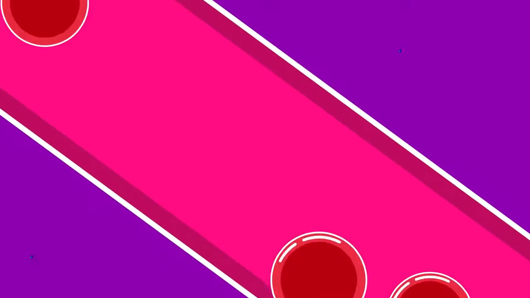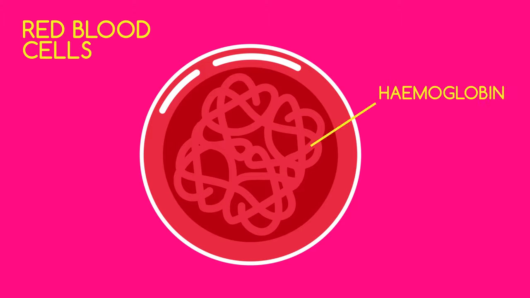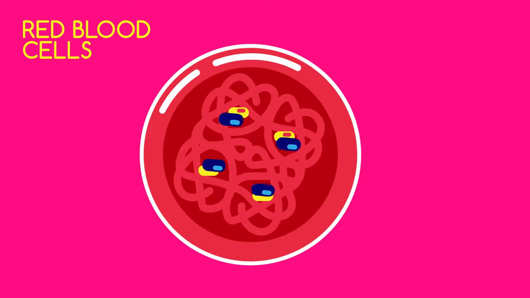A main function of blood is to transport oxygen to cells in your body. The role is carried out by red blood cells, which contain an important protein called hemoglobin. So when we breathe in, oxygen latches onto an active site on the hemoglobin in the red blood cells that contains a single iron atom.